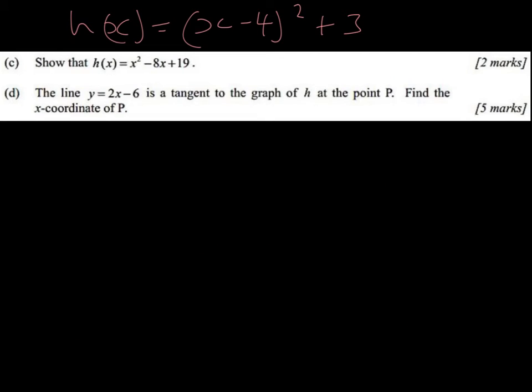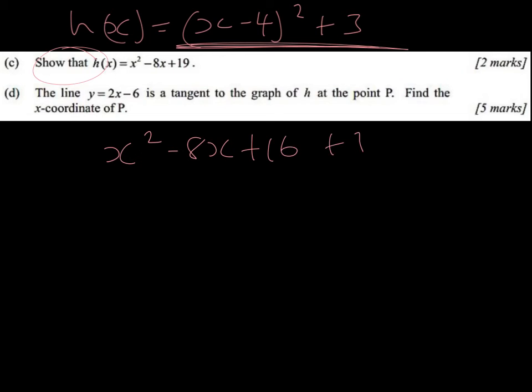Part C asks us to show that h of x is equal to x squared minus 8x plus 19. Now, if you've already, in the previous question, used vertex form to interpret the vertex, then all you've got to do here is just expand. So if we expand this, we're going to get x squared minus 8x plus 16 plus 3, which therefore simplifies to give us x squared minus 8x plus 19.